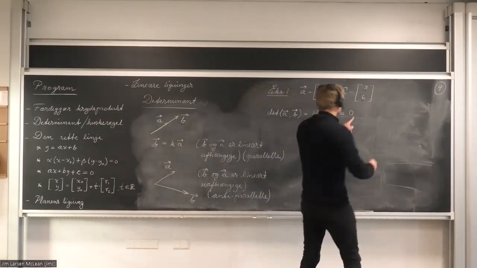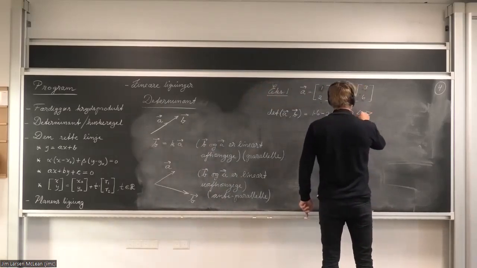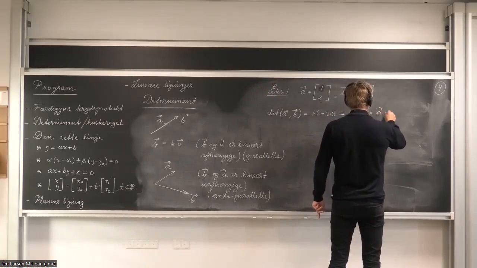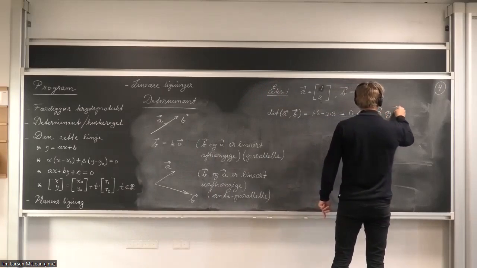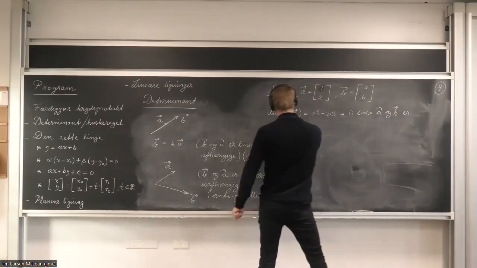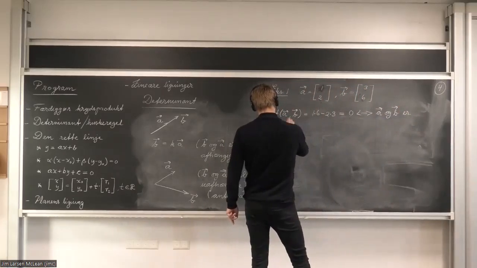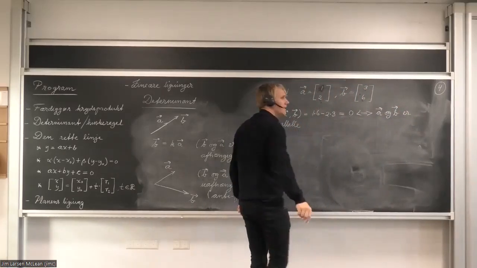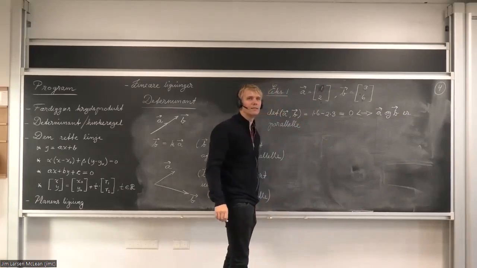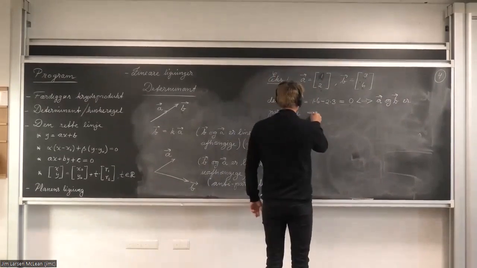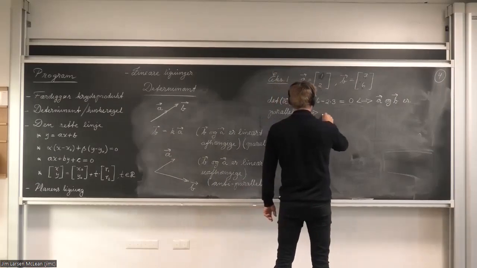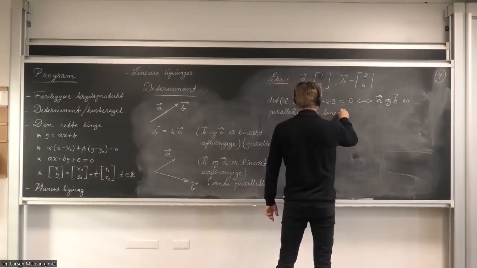Since the determinant is 0, I can conclude that vectors A and B are parallel. And that is the same as saying that they are linearly dependent.